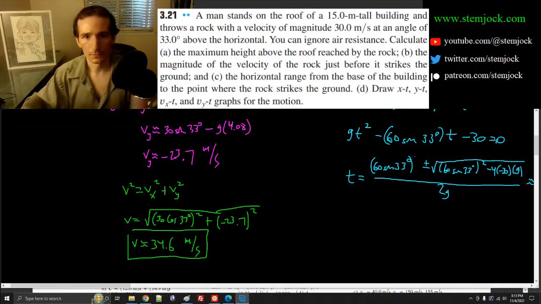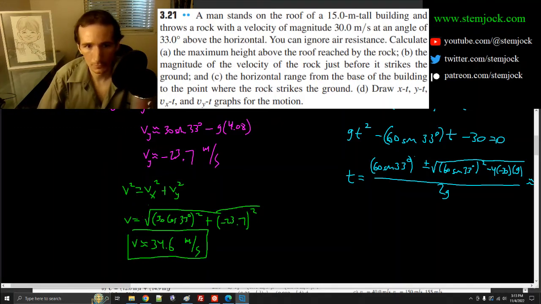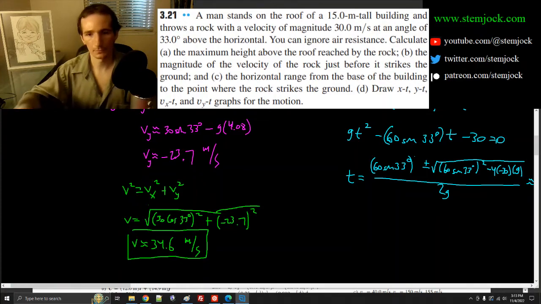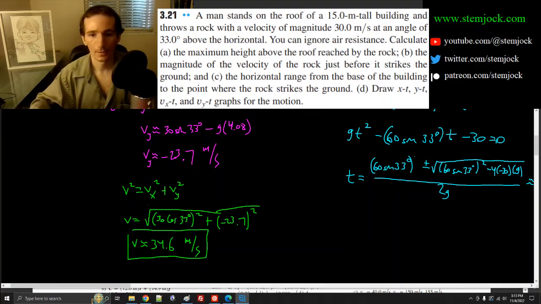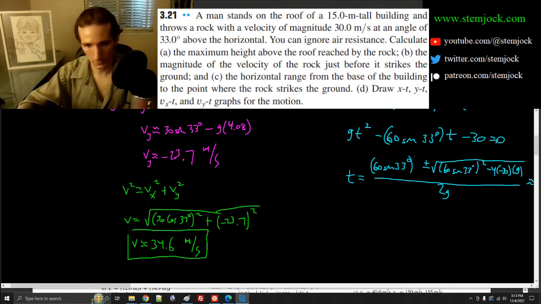Okay, part C. Horizontal range from the base of the building to the point where the rock strikes the ground. Okay, so we've considered vertical motion so far. Now we need to look at the horizontal motion.